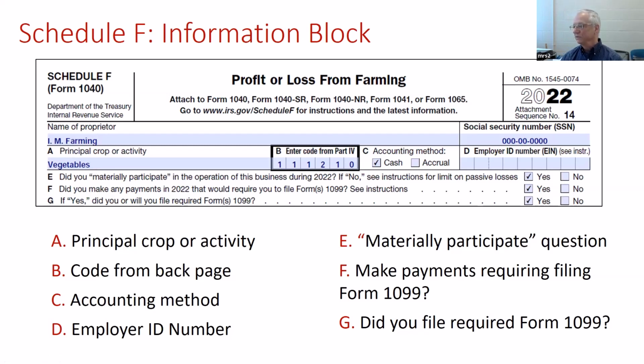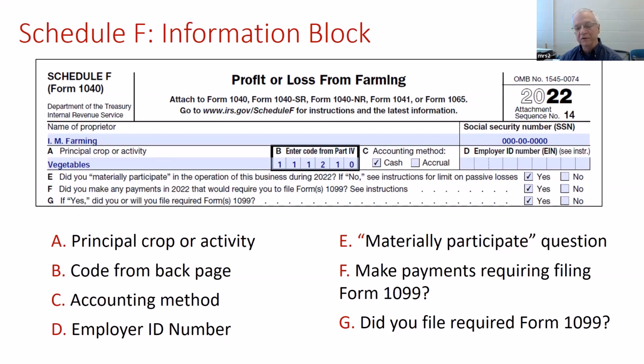So it's what you feel comfortable with describing your products. The code, however, is something that comes from the back of the Schedule F, and there's a list of codes, and you choose the best one that fits your farm. Part C here is pretty important because when you first file your tax return, you have to decide how you're going to file it and how you're going to report receipts and expenses.